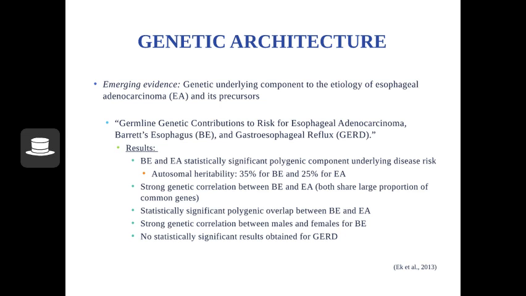They also estimated the polygenetic overlap between the three diseases using a prediction approach. The genetic correlation between Barrett esophagus and esophageal adenocarcinoma was found to be high. Data also suggested, together with the high genetic correlation, that shared genes underlie the development of Barrett esophagus and esophageal adenocarcinoma. Conversely, no statistically significant results were obtained for GERD.